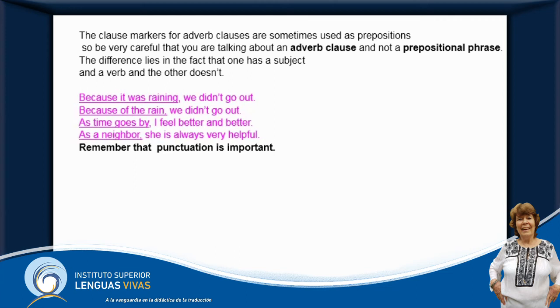In the next one, you have: As time goes by, I feel better and better, and that is a subordinate clause of time. As time goes by, as is used for time. And in the next one you have: As a neighbor, she is always very helpful. Here you can see that that is a prepositional phrase. It doesn't have a subject and it doesn't have a verb.